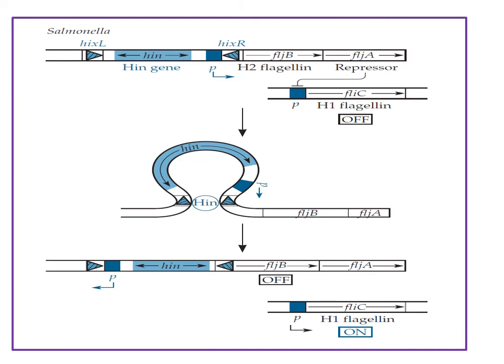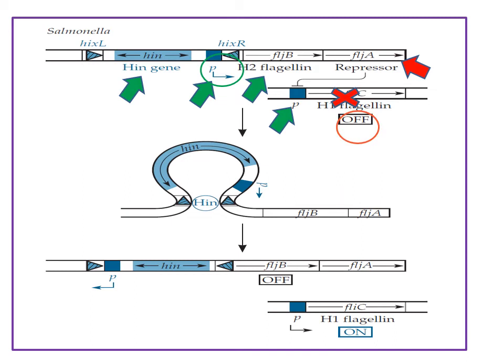In this figure, we can see that the invertible sequence region consists of the invertase gene, its promoter and an additional promoter. This additional promoter can regulate downstream genes. When the invertible region is in one orientation, the second promoter transcribes the H2 gene and a downstream repressor. This repressor represses the promoter of the H1 gene.